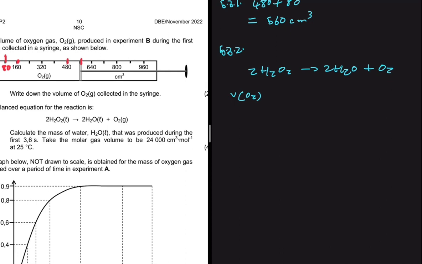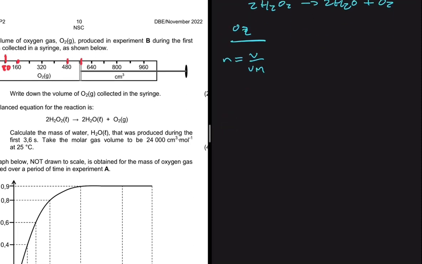So what we can do is convert this volume to number of moles. After finding the number of moles of O2, we're going to use it to find the number of moles of H2O. And from the number of moles of H2O, we're going to be able to find the mass. So let's go ahead and do that. For O2, the number of moles is equal to the volume divided by the molar gas volume. We can only use this when we are dealing with gases. So what is the volume?